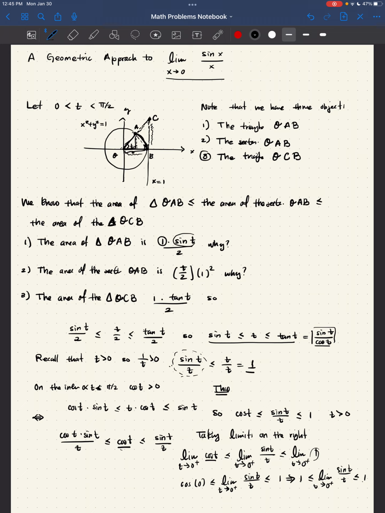Now, a similar construction can be said about taking the limits from the left, but I leave that as an exercise.